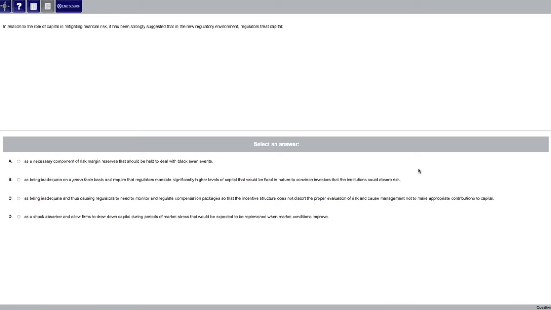or as being inadequate and thus causing regulators to need to monitor and regulate compensation packages so that the incentive structure does not distort the proper evaluation of risk and cause management to make appropriate contributions to capital, or as a shock absorber and allow firms to draw down capital during periods of market stress that could be expected to be replenished when market conditions improve.